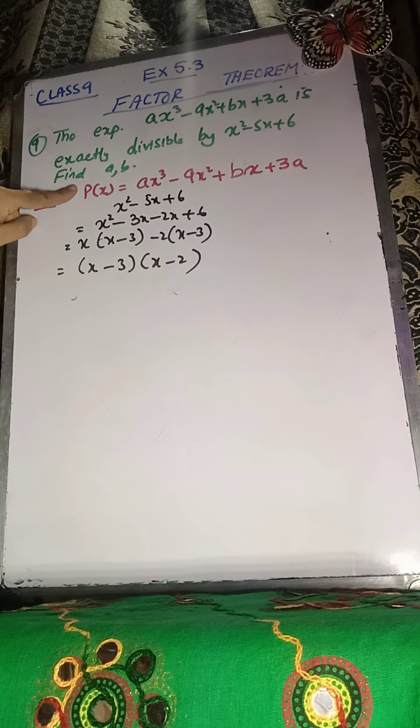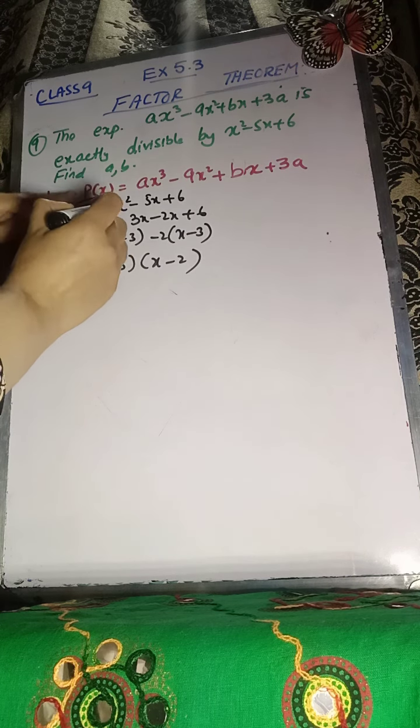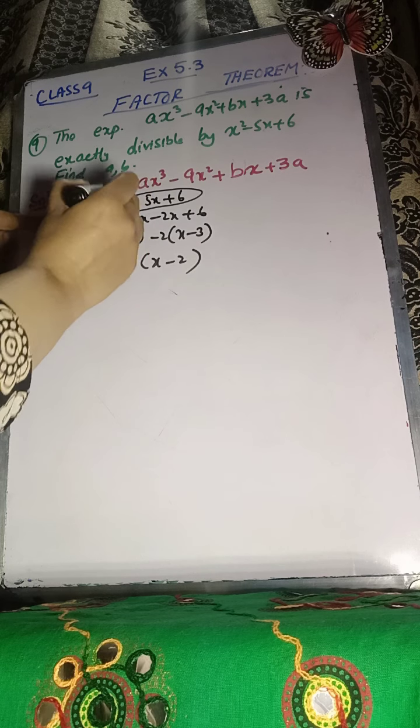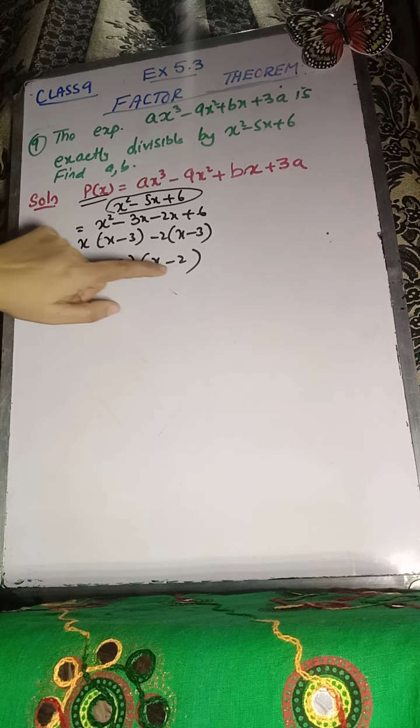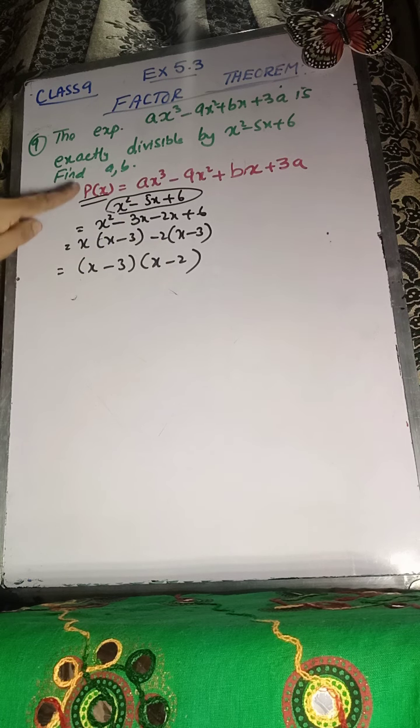Now it is given that this polynomial is divisible by this polynomial. If this polynomial is divisible by x square minus 5x plus 6, then it will also be divisible by both the factors of this. It means that this polynomial will be divisible by x minus 3 as well as x minus 2.